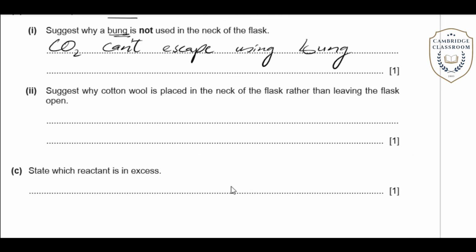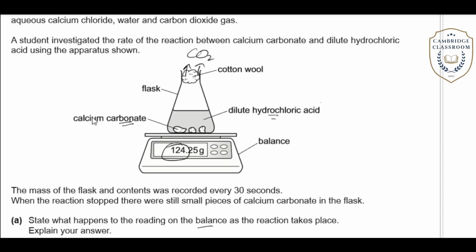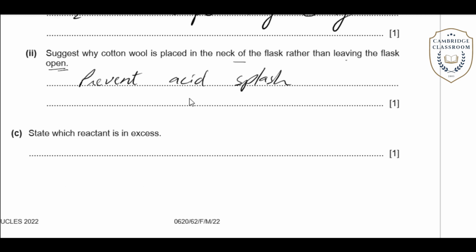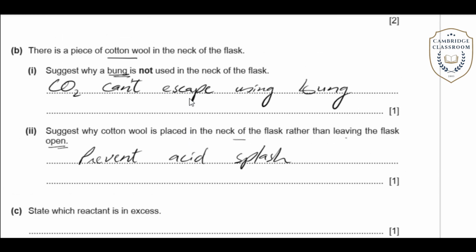The second part is about suggest why cotton wool is placed in the neck rather than leaving the flask open. So here an acid was used. It's a strong acid, and when a strong acid reacts, there are chances that the splash of the acid would be observed, and we don't want that. So basically, cotton wool would prevent acid splash.